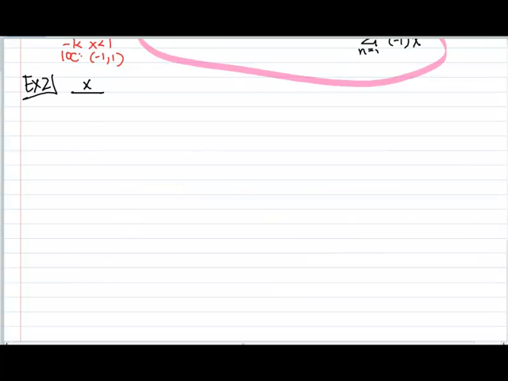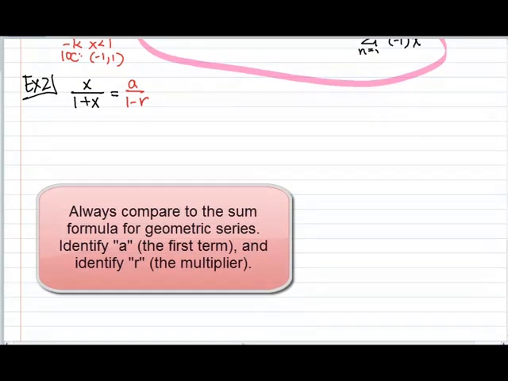Let's try another one. We can use any previous series that we've already figured out to help us with this. Thinking of this as matching up with A over 1 minus r, what is our first term here? x. And what are we multiplying by every time? A negative x.